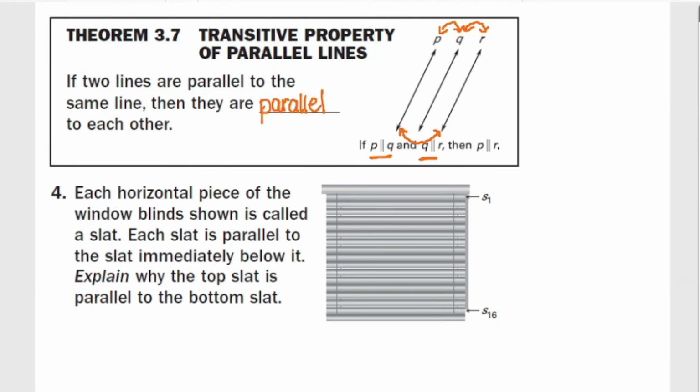Here are some blinds on a window. It says that the first slat is parallel to the second slat, and the second slat is parallel to the third slat. And the third is parallel to the fourth, and the fourth is parallel to the fifth, and so on, until the 15th is parallel to the 16th. Explain why the top slat must be parallel to the bottom slat. And we would explain that using the transitive property of parallel lines.